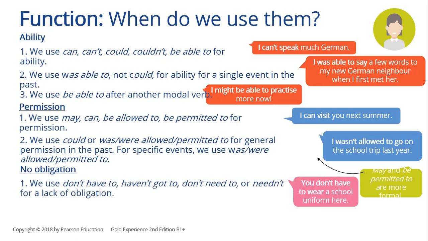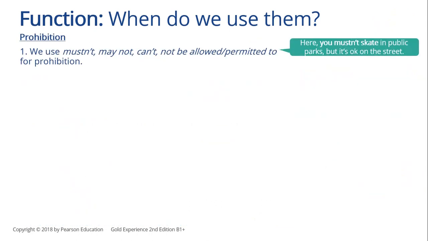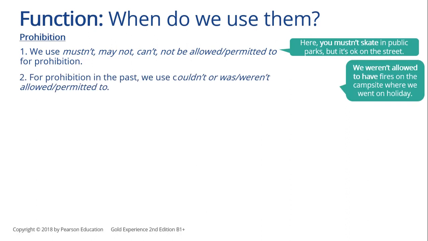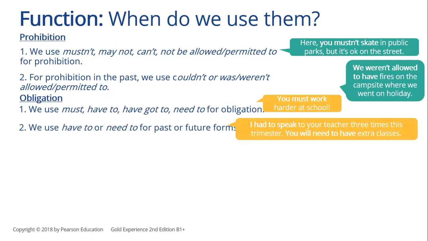We use don't have to, haven't got to, don't need to or needn't for a lack of obligation. And we use shouldn't have plus the past participle for past regrets. We use mustn't, may not, can't, not be allowed, permitted to for prohibition. For prohibition in the past, we use couldn't or weren't allowed, permitted to. We use must, have to, have got to, need to for obligation. We use have to or need to for past or future forms.